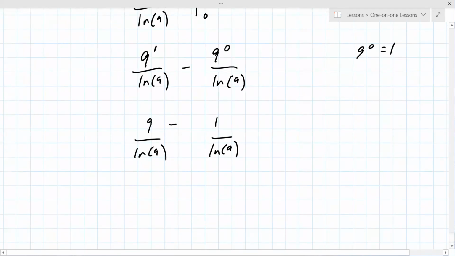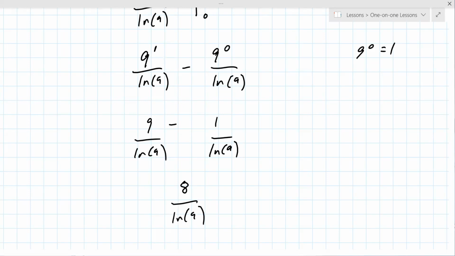But these are the same. 9 over natural log of 9, 1 over natural log of 9. You have 9 minus 1. You really have 8 of them. 8 over natural log of 9. Okay.